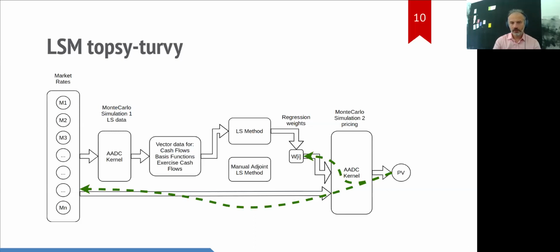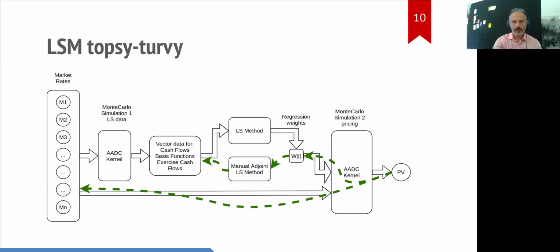But note that this is basically done once, because the method itself doesn't really depend on the type of model you choose or the type of instruments you're dealing with. It's fairly generic and can be applied to handle many model types and trade types. So it allows us to propagate adjoints for regression weights back to vector data for cash flows, basis functions, and exercise cash flows.